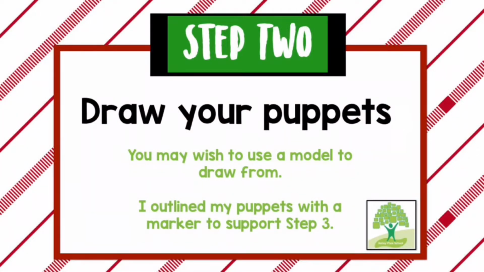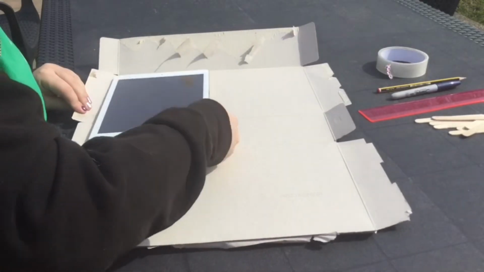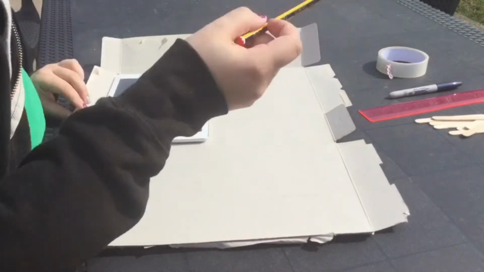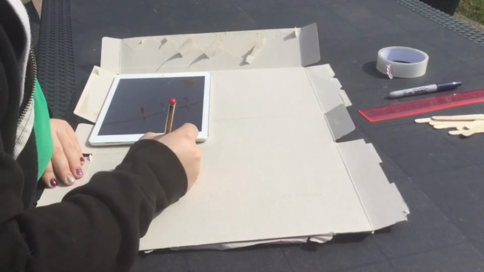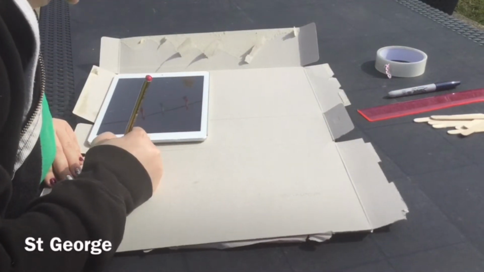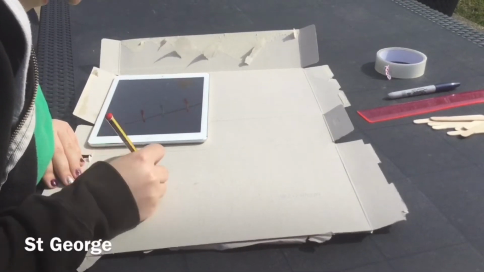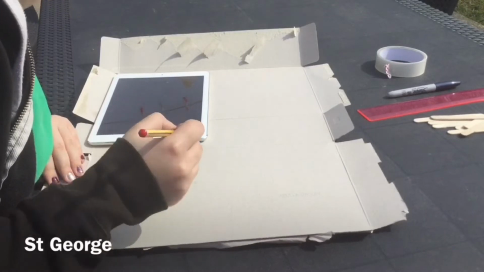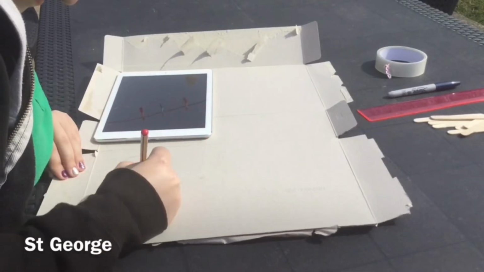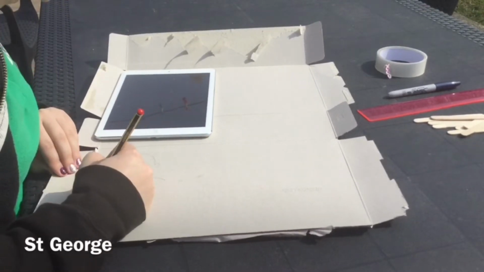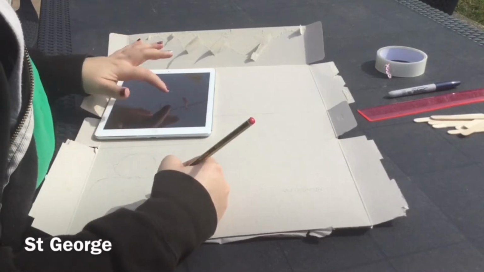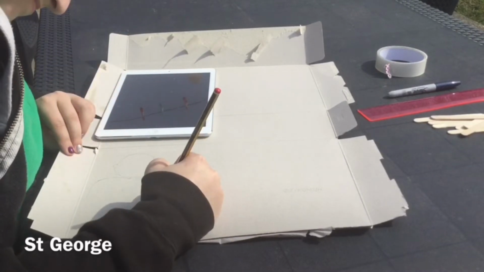Now it is time to make your puppets. I used my iPad to find pictures to use as a model to copy while drawing out my characters. You may wish to print out pictures to stick on. In this scenario, you may ask your child to use the computer to search for the characters you need to tell your story. In the story of St George, we need a dragon, a king, a princess, a village, and of course George himself.